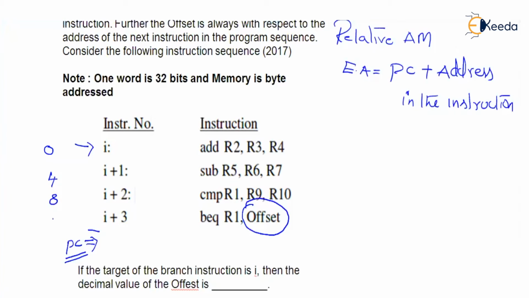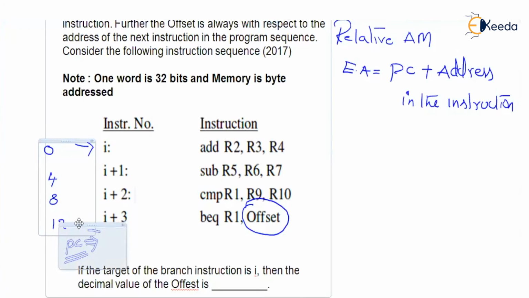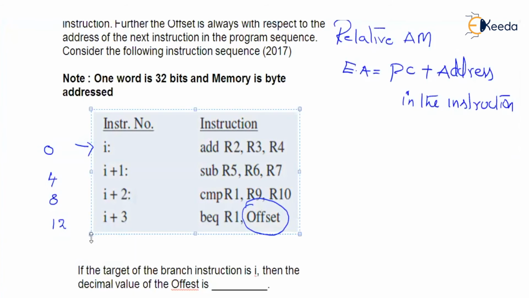This instruction offset will be 12, right? Then the program counter value will be equal to 16, right? So the program counter value, PC, is equal to 16.